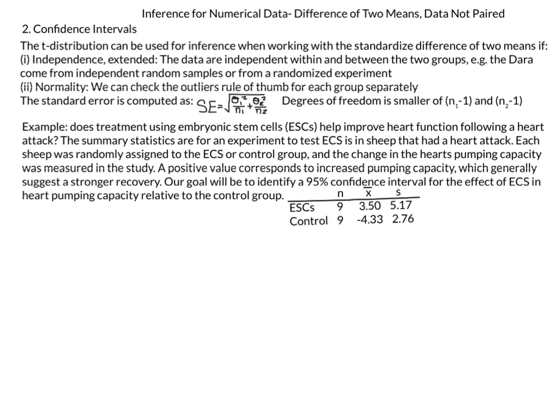I cleared out that work here to verify we can use the t-distribution, and I moved my table here to give us some more space. So the next thing we want to look at is, what is the difference between the two means?